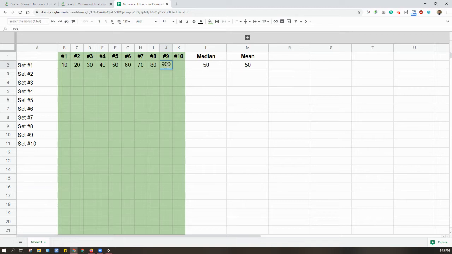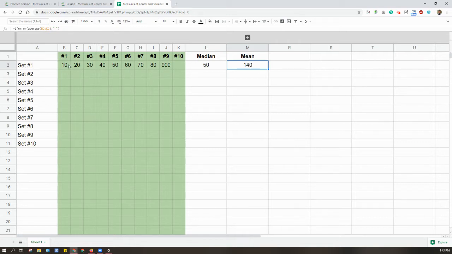Watch what happens now to the mean and the median. Well, the median doesn't change. Of course not, because the middle number is still 50. But what happened to the mean? Now the mean is 140. If we add all of these numbers together and divide by 9, we're going to get 140.